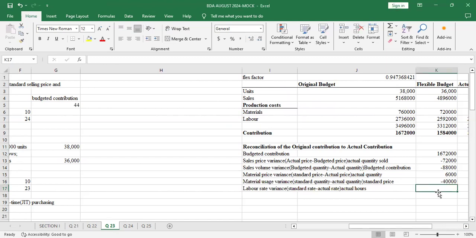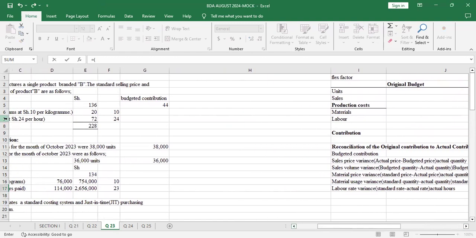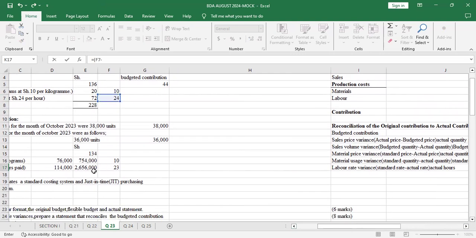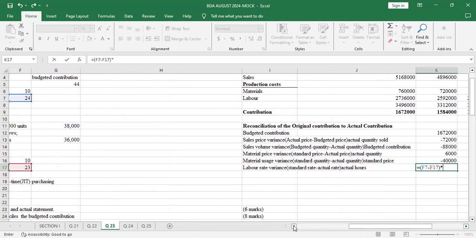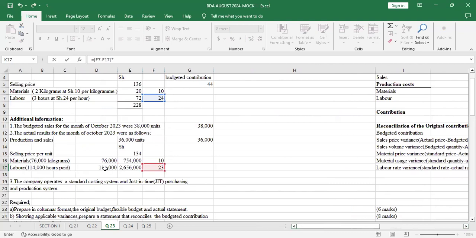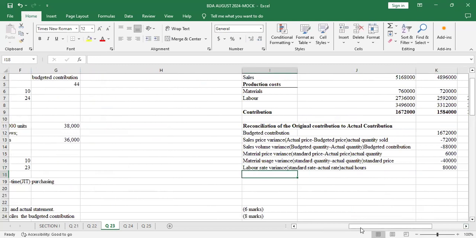So we'll apply that. Equals the standard rate for labor, which I've already calculated here, it's 24 shillings per hour. So that's the standard rate. Then you minus the actual rate, which is here 23. Then you multiply by the actual hours. The actual hours was 114,000. So just enter and you get a positive of 80,000.